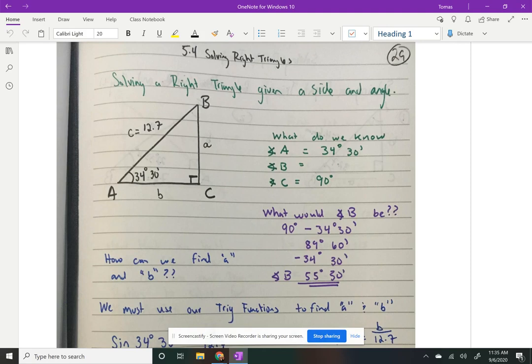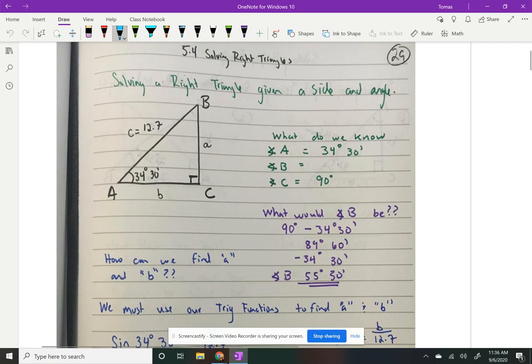So let's say we have this right triangle, right? And they give us one angle and they give us one side. So the ultimate goal is to know all three angles and all three sides. So how do we attack this? Well, I would write down everything we know, right? So right now we know angle A.